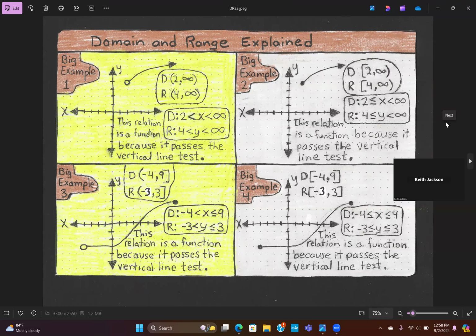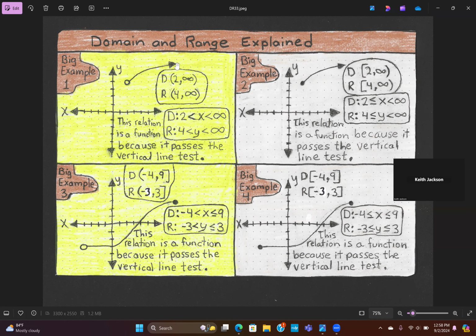Right now, you're looking at the third video in a series of videos that will help us better understand the concept of domain and range. Right now, you're looking at four big examples, but what we're going to do is compare big example one with big example two, and big example three with big example four. Let's go to big example one, so we can go right into understanding this concept.